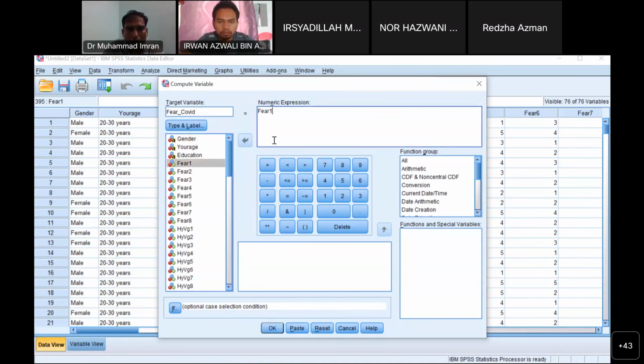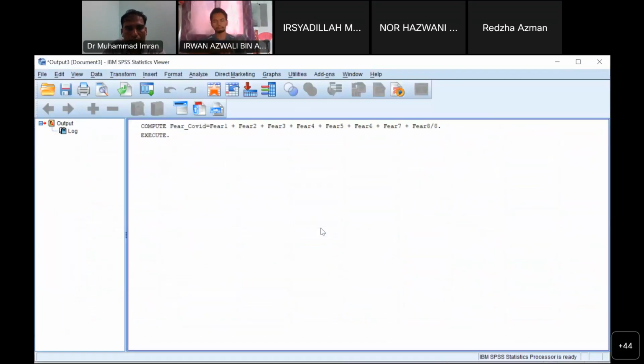Now is fair 1, plus, now how to calculate? Please see. Plus fair 2, fair 3, fair 4, fair 5, fair 6, fair 7, fair 8. Now, divided by how many items? How many items? 8, right? Calculate, execute. Now you can see the average of the variable.